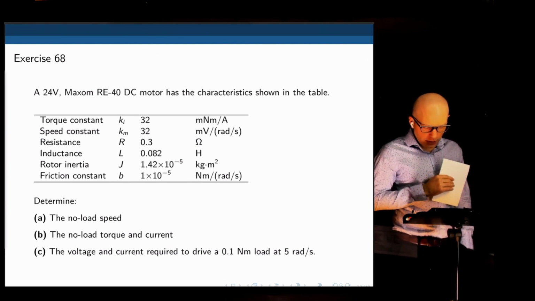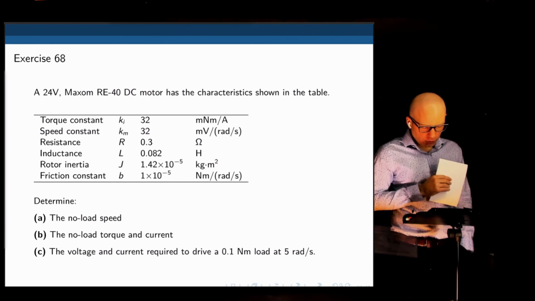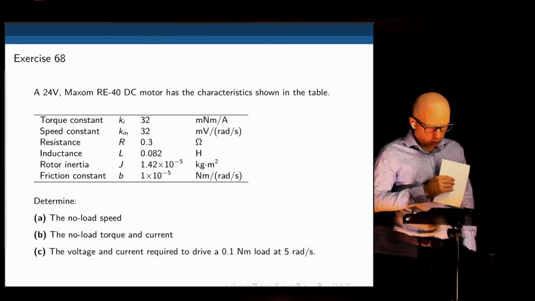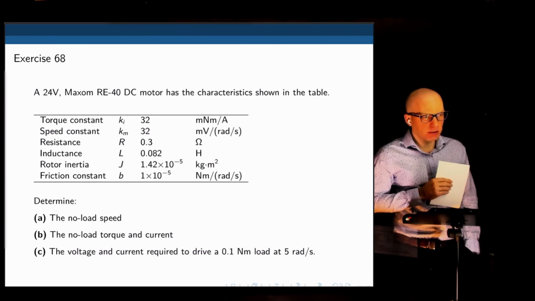Determine the no-load speed, the no-load torque and current, and the voltage and current required to drive a 1 Newton-meter load at 5 radians per second. These are all the parameters that you can find in the data sheet.